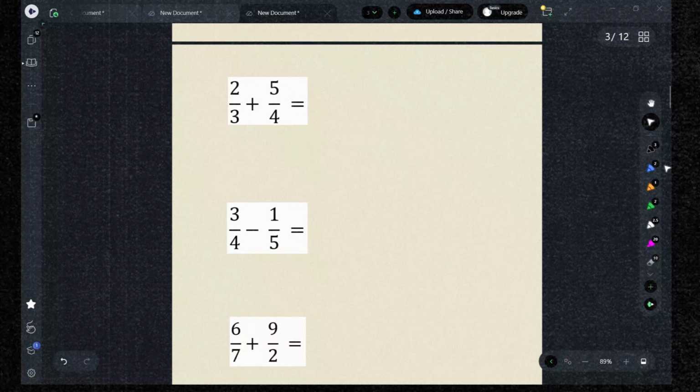Okay, I've got some for you guys to try. So here we are. Here's 3 different problems, 2 addition, 1 subtraction. Why don't you pause the video, try these on your own, then when you're ready to check your answer, you can come back and unpause and watch the solutions. Give it a try.